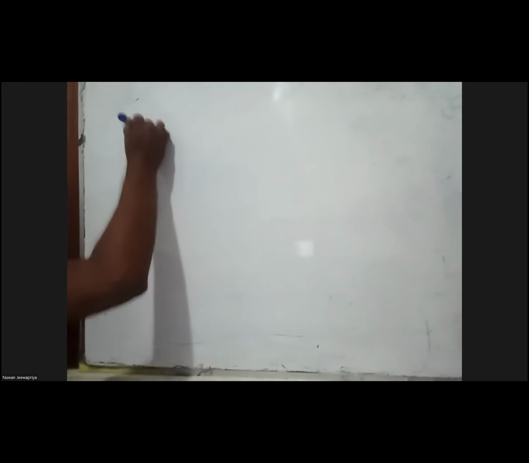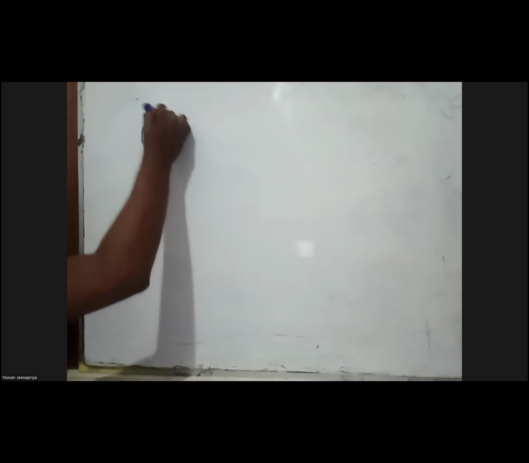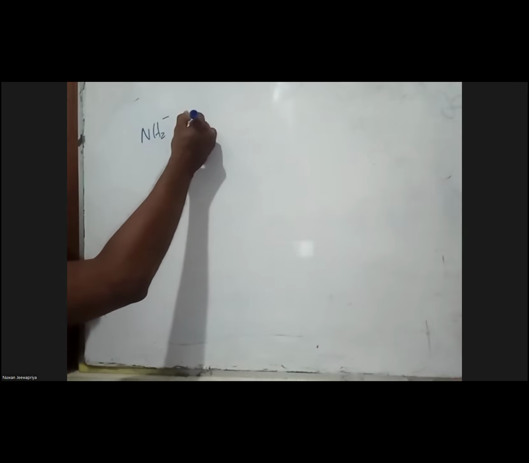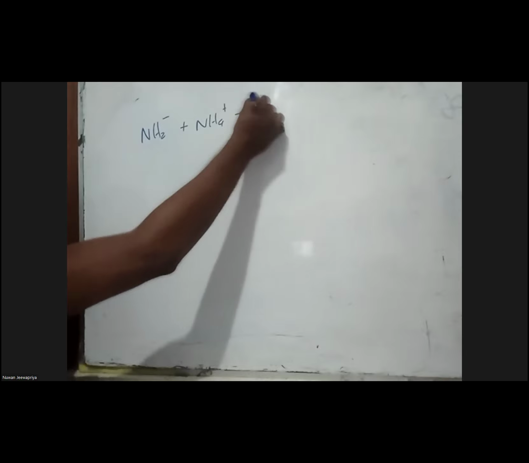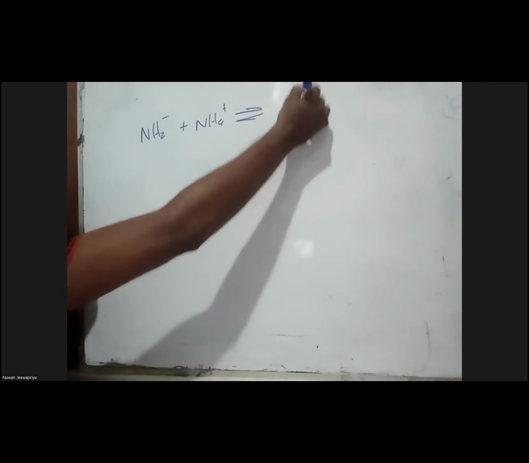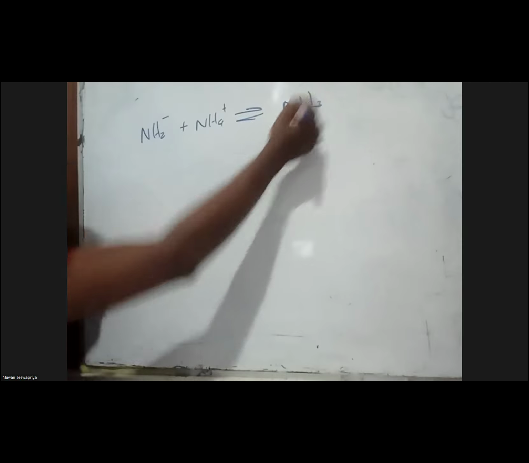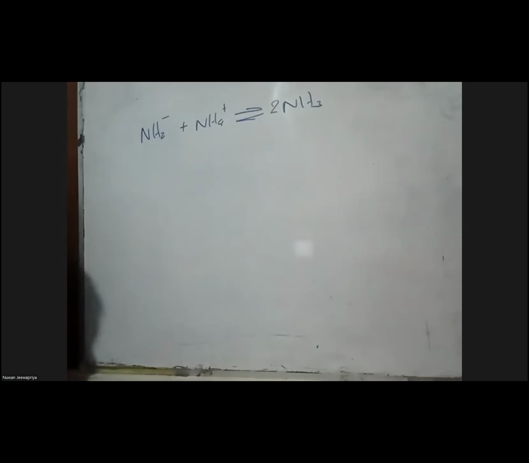Now we are to discuss question number 6. Question number 6: in liquid ammonia, the following equilibrium is present: NH2 minus plus NH4 plus, and it gives ammonia. See this one. So identify the Bronsted-Lowry bases.